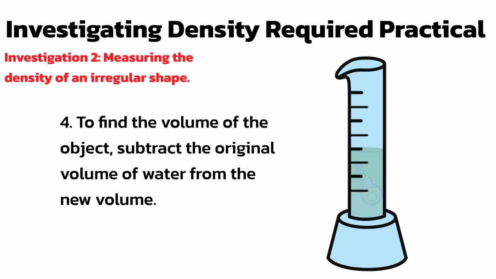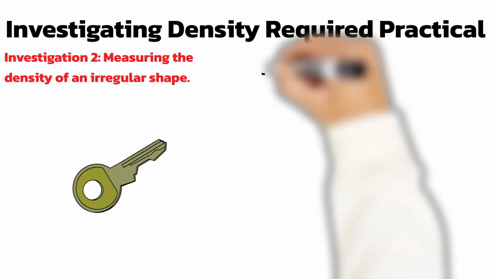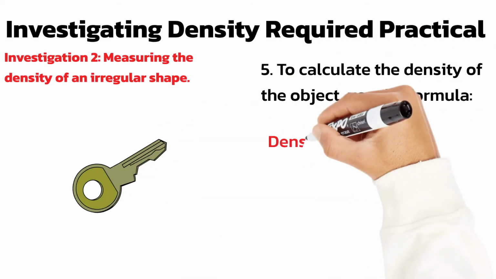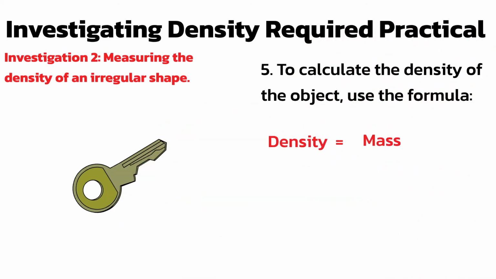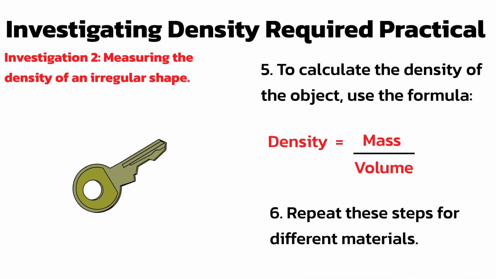To find the volume of the object, subtract the original volume of water from the new volume. To calculate the density of the object, put your values for mass and volume into the formula, density equals mass divided by volume. Finally, repeat these steps for different materials.